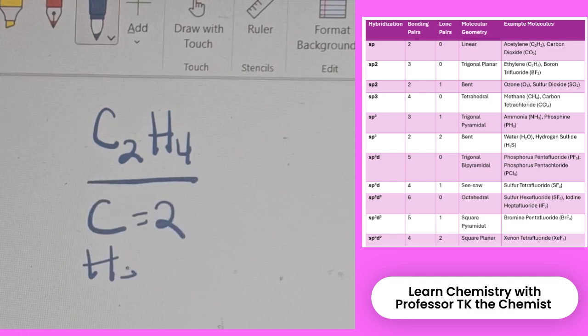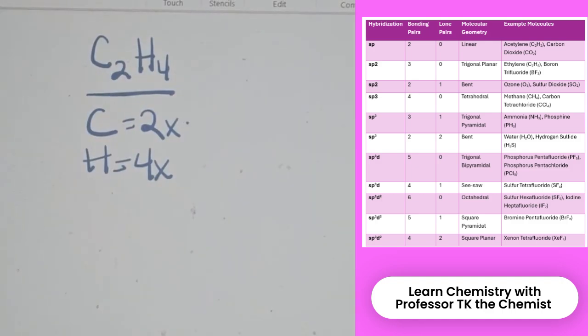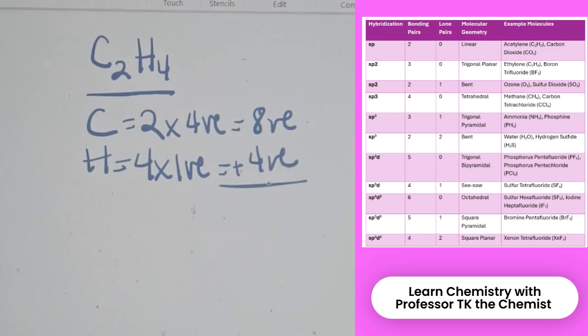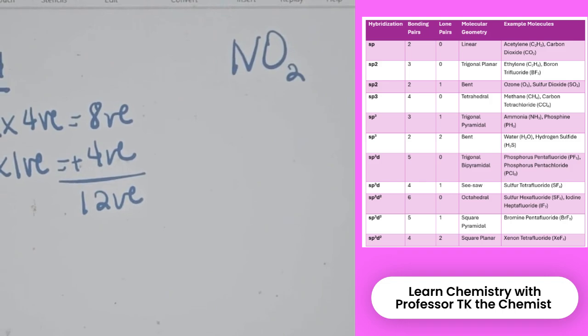You've got 2 carbons, 4 hydrogens. Again, we're going to multiply them times their respective numbers of valence electrons. So we've got 4 valence electrons per carbon, but you have 2 of them, so 4 times 2 is 8. We have 1 valence electron per hydrogen, but you have 4 of them, so 4 times 1 is 4. Now, you got 8 plus 4, that gives you 12, right? Here is the bookkeeping.